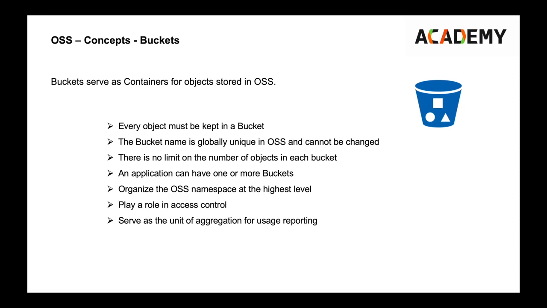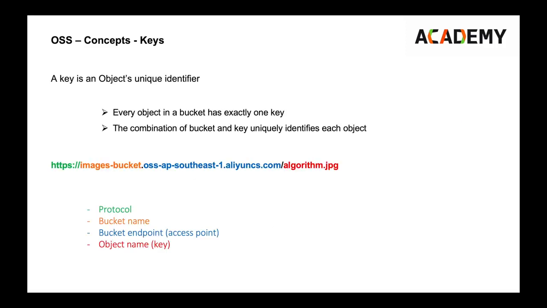There is no limit on the number of objects in a bucket. An application, so a third-party application that you write or the Alibaba Cloud command line, can talk to more than one bucket. So you can communicate via the OSS API with each of your buckets. Buckets are how we organize the OSS namespace at the highest level, and they're also how we do usage reporting and access control. So each object within a bucket has a key. The key is an object's unique identifier. The combination of the bucket name and the key uniquely identifies any object within the entire OSS service.